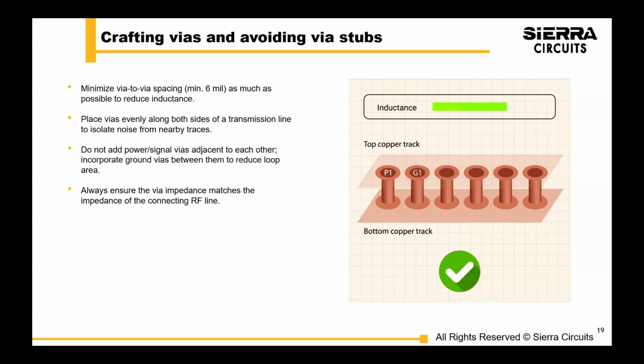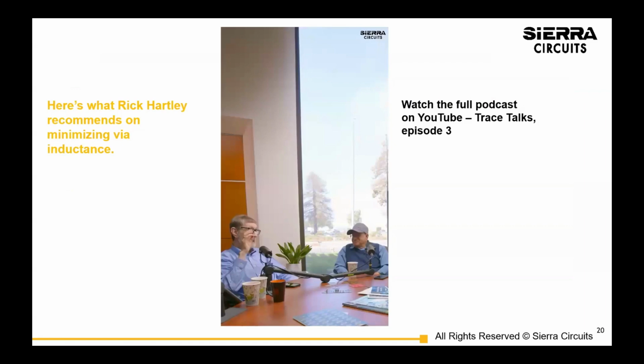You want to place your vias as close as possible to minimize the inductance. Place vias evenly along both sides of the transmission line to isolate noise from the nearby traces or ground layers. Do not place power signal vias adjacent to each other, have ground vias between them to reduce loop areas. Always match via impedance with the connecting RF line impedance. And here's a little snippet from one of our podcasts.